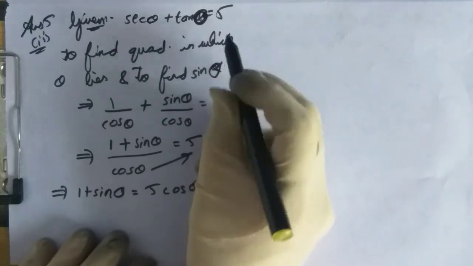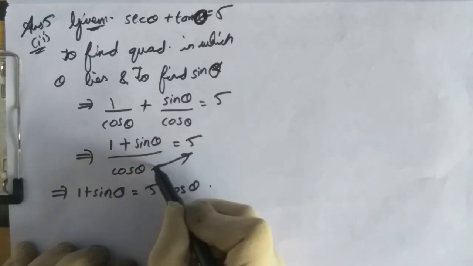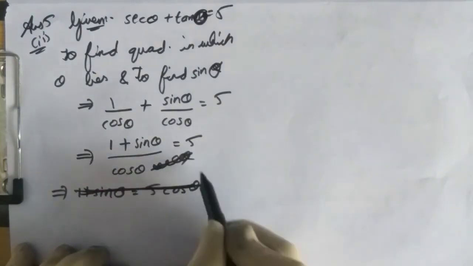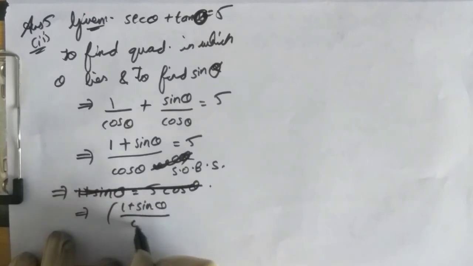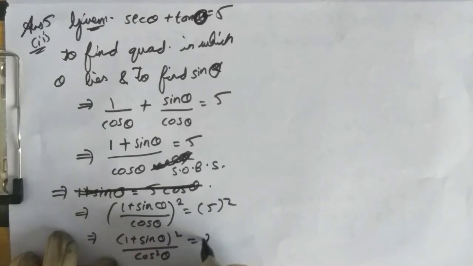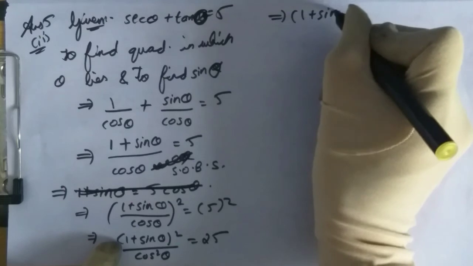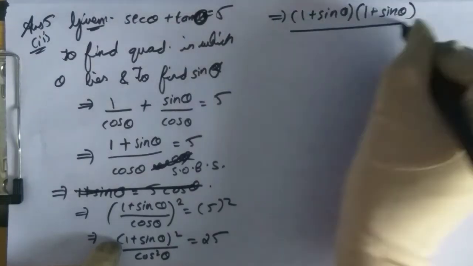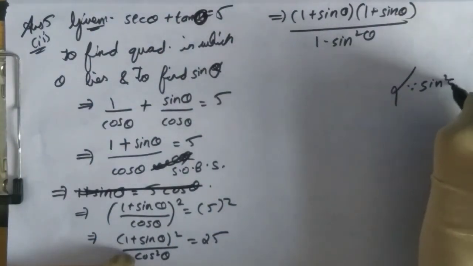Sin and cos are different here, right? So instead of sending it to that side, we will square on both sides first. Squaring on both sides means 1 plus sin theta by cos theta whole square is equal to 5 square. The square belongs to the numerator as well as the denominator. So it becomes 1 plus sin theta whole square by cos square theta is equal to 25. 1 plus sin theta whole square can be written as 1 plus sin theta into 1 plus sin theta, right? And cos square theta can be written as 1 minus sin square theta, because we know sin square theta plus cos square theta is 1.